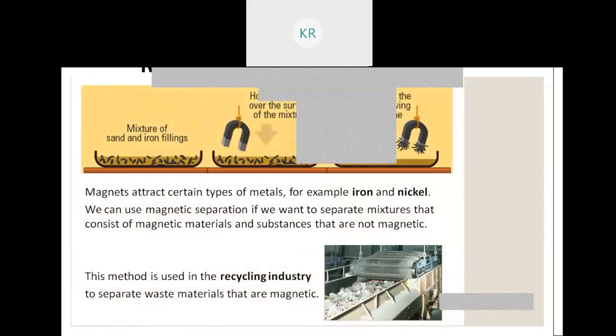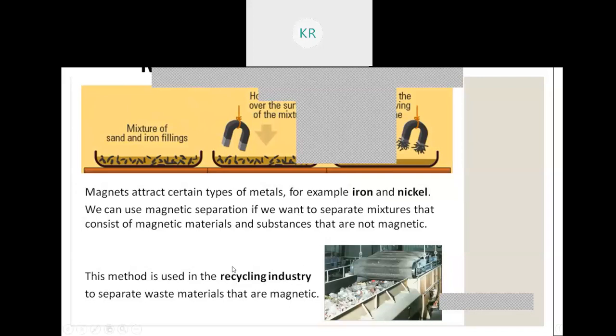Next process you can see here, magnetic separation. Some substances are attracted by a magnet, as we all know. Such substances are known as magnetic substances. In a mixture where one of the components is magnetic in nature, we can separate that component with the help of a magnet. Here you can see it in the picture also. This method is also used in the recycling industry to separate waste material that is magnetic. So this is a kind of magnetic separation.